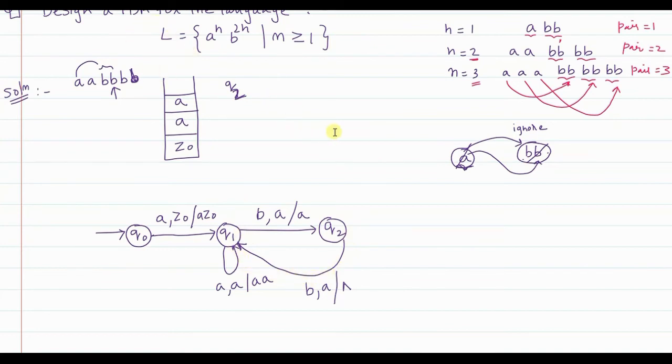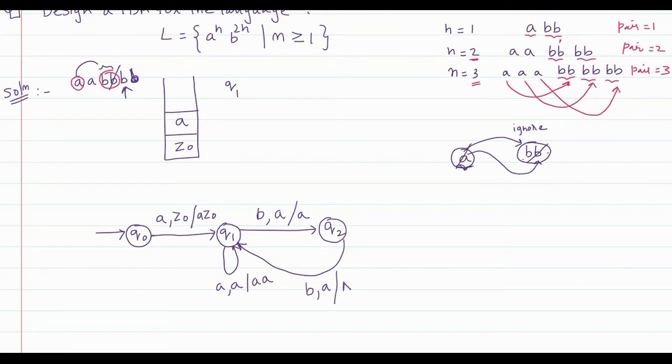Now what will happen, this B gets cancelled with this A on top of the stack, so the A which is on top of the stack will be simply cancelled. Fine, that means I have matched this A for this pair, and after doing this operation the pointer will move one position to the right. And by doing that I will come back to Q1 state.